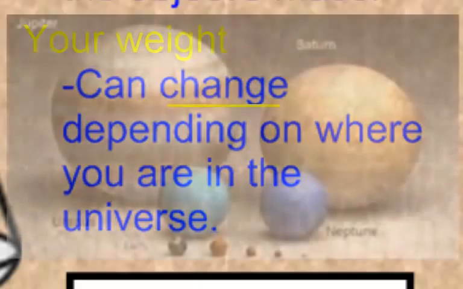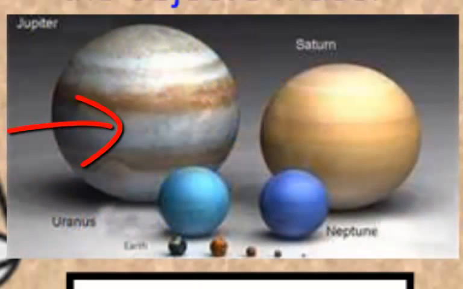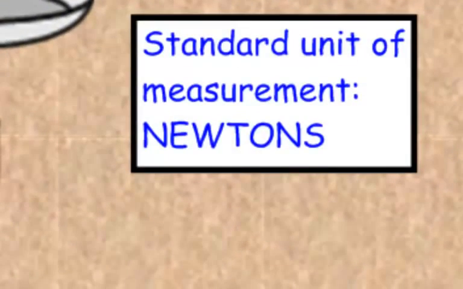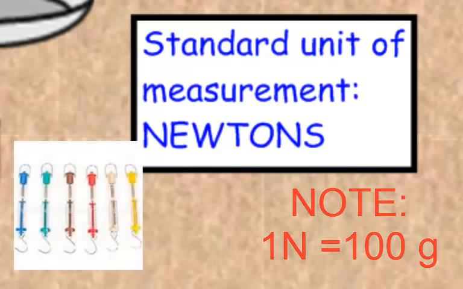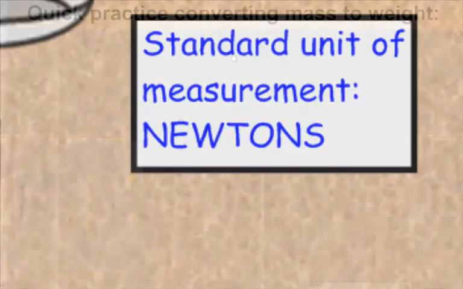What about Jupiter? You're going to weigh more on Jupiter because Jupiter is a bigger planet. But is your mass the same on Jupiter? Yes. The standard unit of weight is called a Newton. That's a little weird, I know, but we're going to practice measuring weight in class using what's called spring scales. And spring scales are special devices to measure weight.